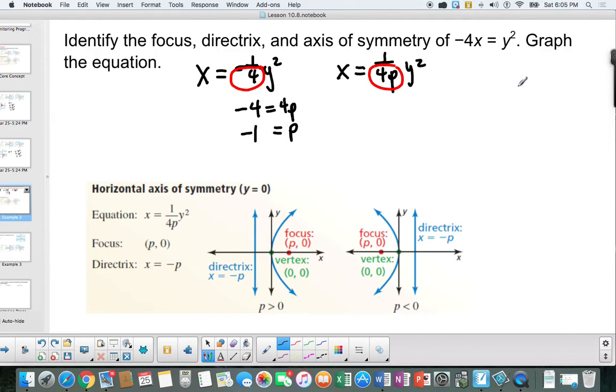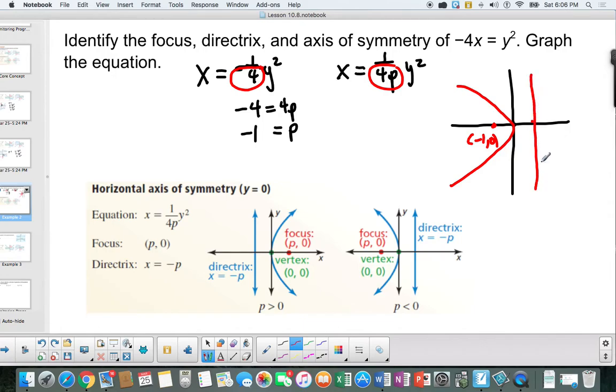All right, so now I know that my vertex is at 0, 0, and I know my focus is, this is a sideways parabola, and I know it's at negative 1, so I'm going to have to go over negative 1 here. So this is going to be negative 1, 0, and I know the parabola wants to hug the focus. And that means I have to go the same distance on the other side for my directrix.